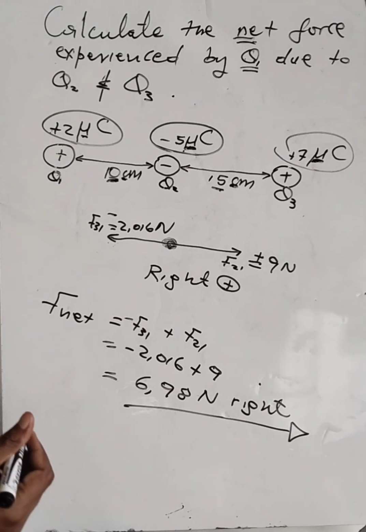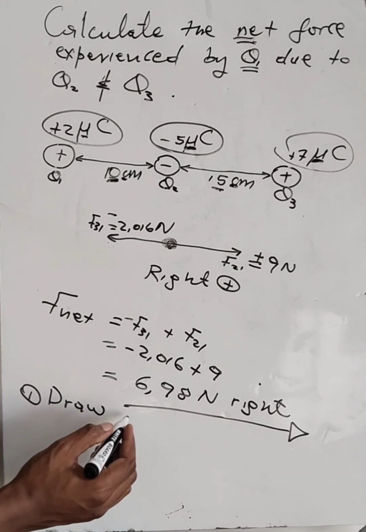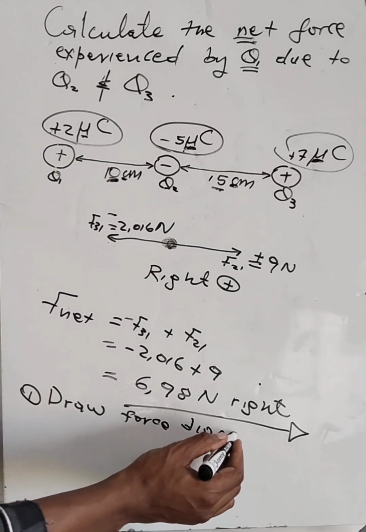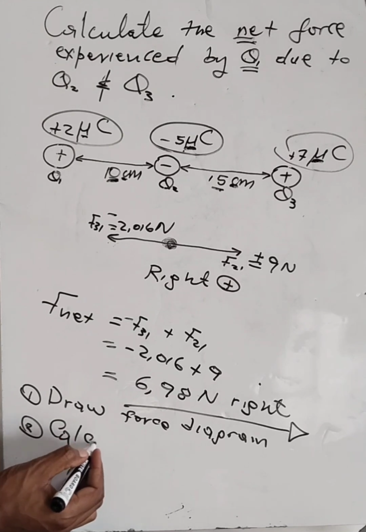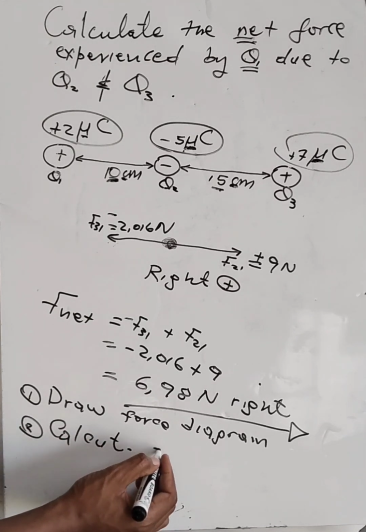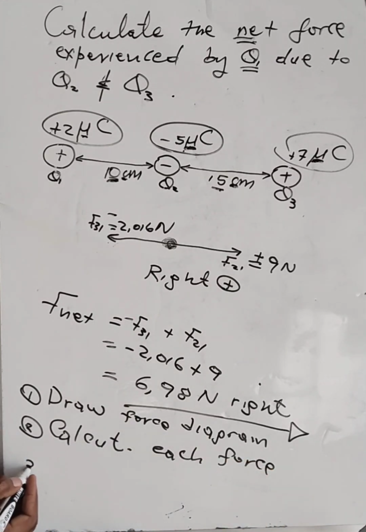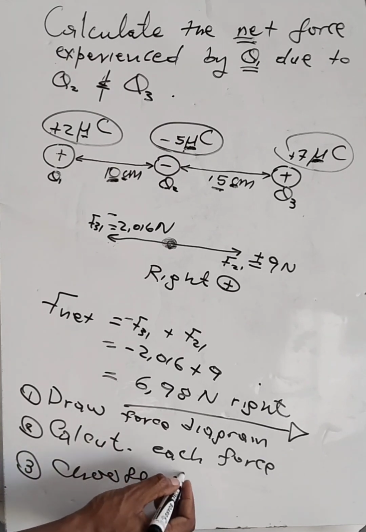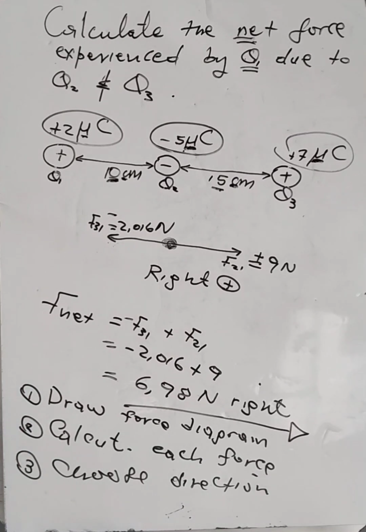So we have these steps. Step number 1: since we are asked for the net force, you draw a force diagram or a free body diagram. Then step number 2, you calculate each force. But then number 3, in this case, we choose the direction that must be positive.